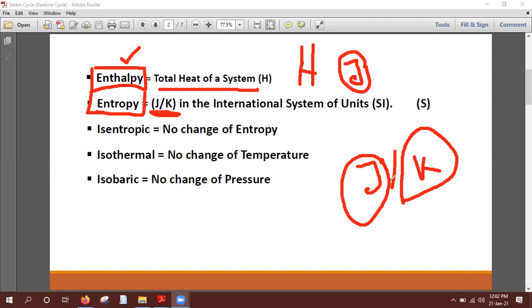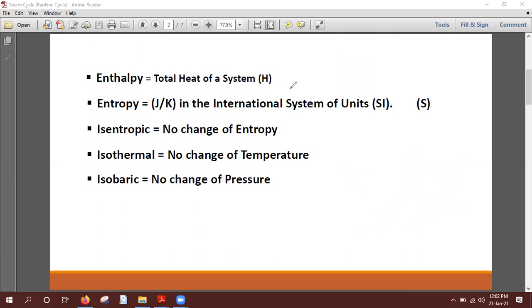So the unit of entropy is joule per Kelvin, but enthalpy is the total heat. It is not related to temperature, it is just the total heat of a system. That is why the unit of enthalpy is J, from joule. So we know two things. One is enthalpy, the total heat of a system. Another one is entropy, that is also a heat, but the unit is joule per Kelvin. We represent enthalpy by H, and we represent entropy by S. These are just the representation names.